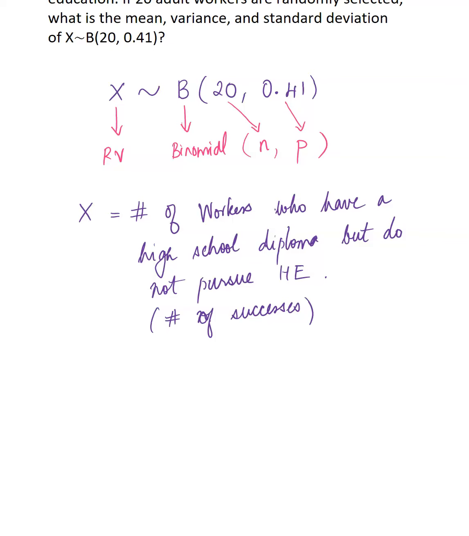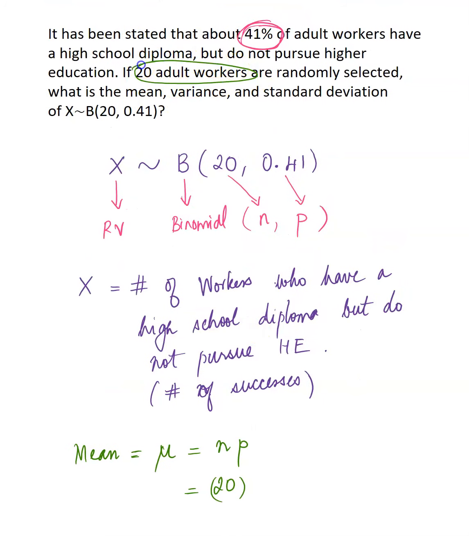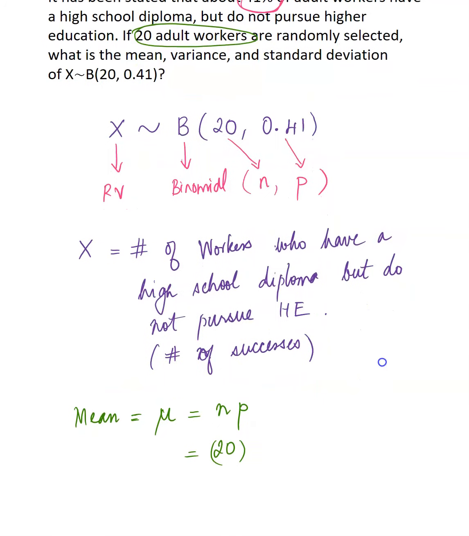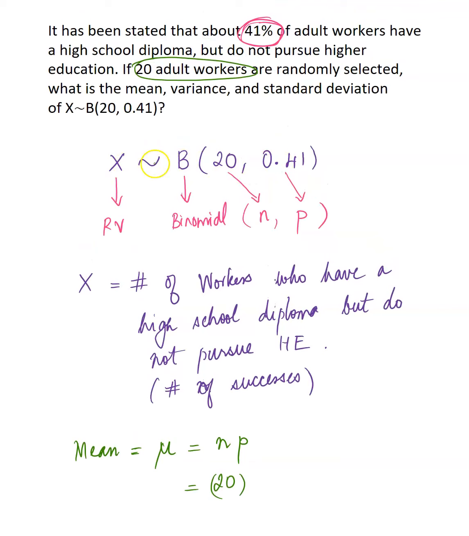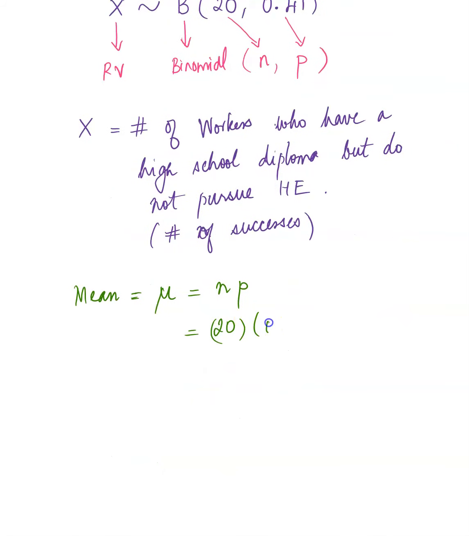And so we just have to find the mean, which is mu, right? That's how we pronounce it. And the formula given to us is n times p. Very, very straightforward. So n is 20. That comes from the distribution information, but it's also given to us here as 20 adult workers. So if we were to write this notation for x, we could totally do that by getting that information right from the problem. But they made it easier for us by giving us that information as well. So 20 times 0.41 gives you 8.2.